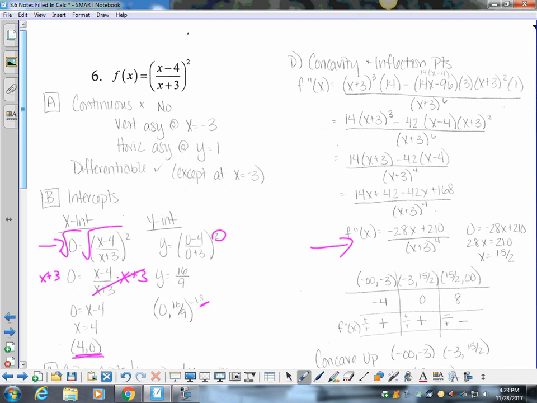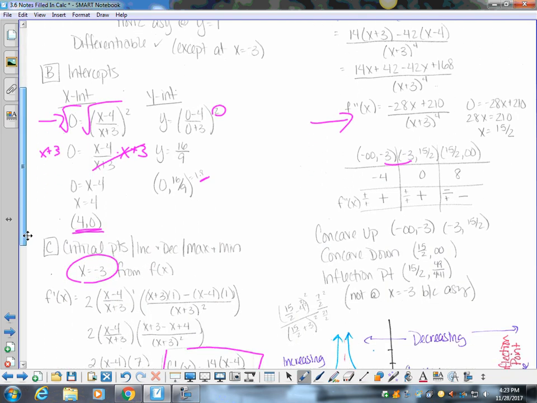Set him equal to 0, so the bottom's going to go away. Subtract 210 and then divide by -28, so I get 15 over 2. But again, remember you have an asymptote from the original function. He gets included in your inflection points or potential inflection points. So I have a cutoff at -3 and a cutoff at 15/2. So I fix my intervals, pick numbers, plug them back into my second derivative.